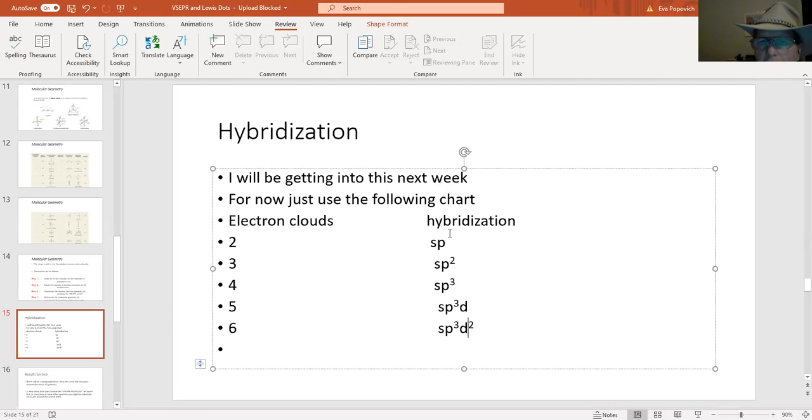Now here's another thing I want you to realize. 2 electron clouds, I have 1 s, 1 p, 2 orbitals that are hybridized. 3 electron clouds, an s and 2 p, I have 3 orbitals hybridized. Same thing with tetrahedral, trigonal bipyramid, and octahedron.